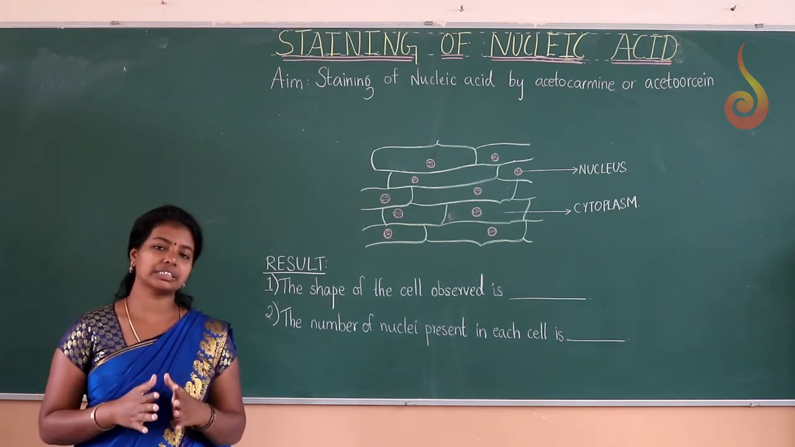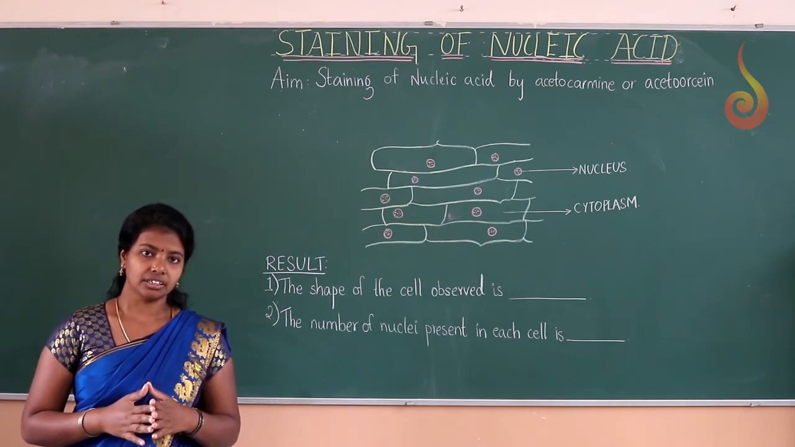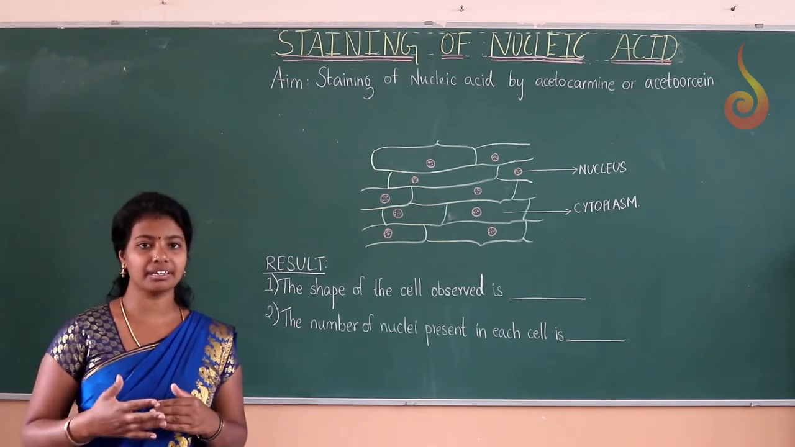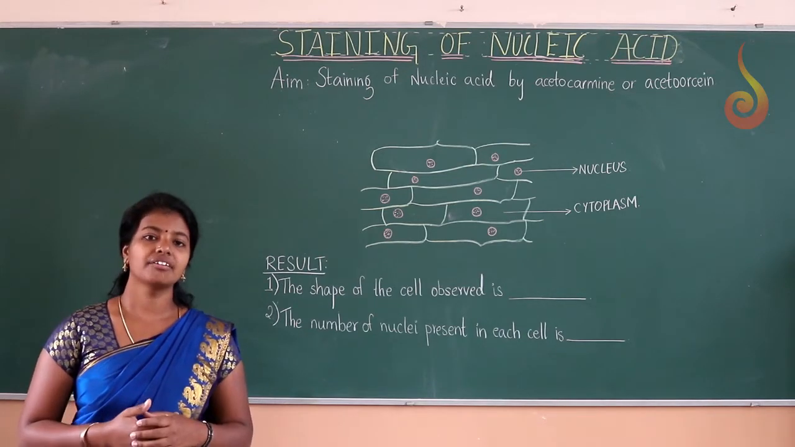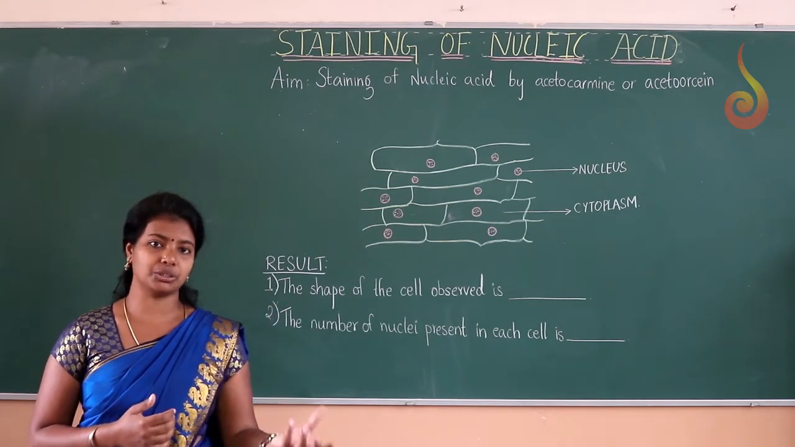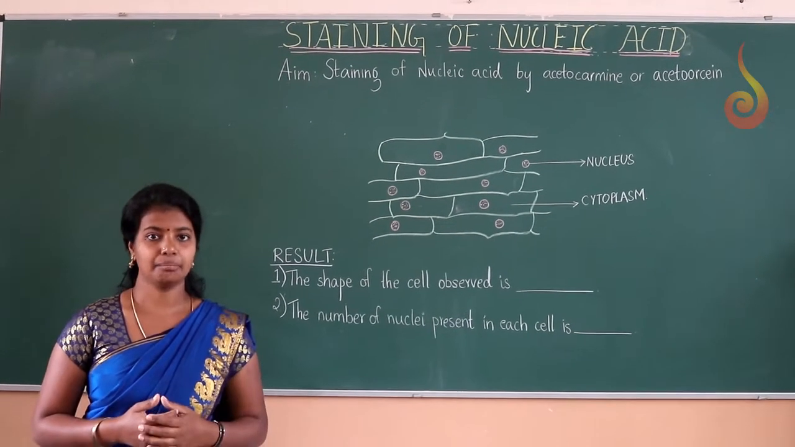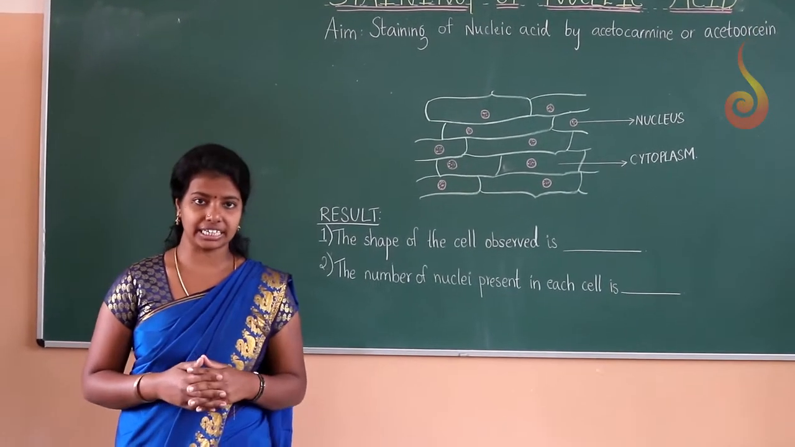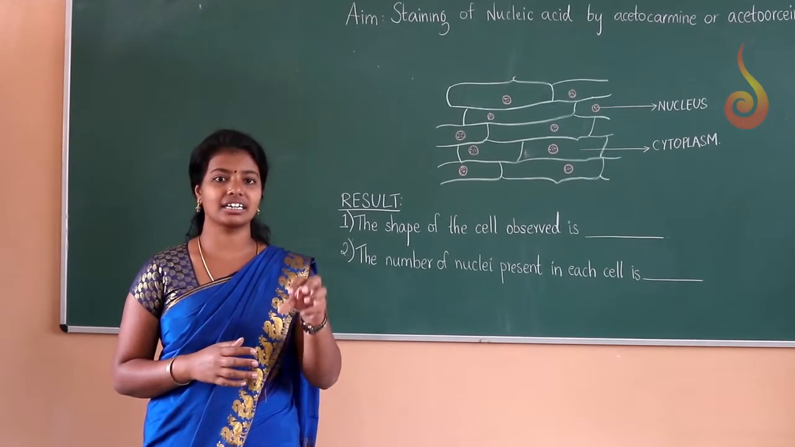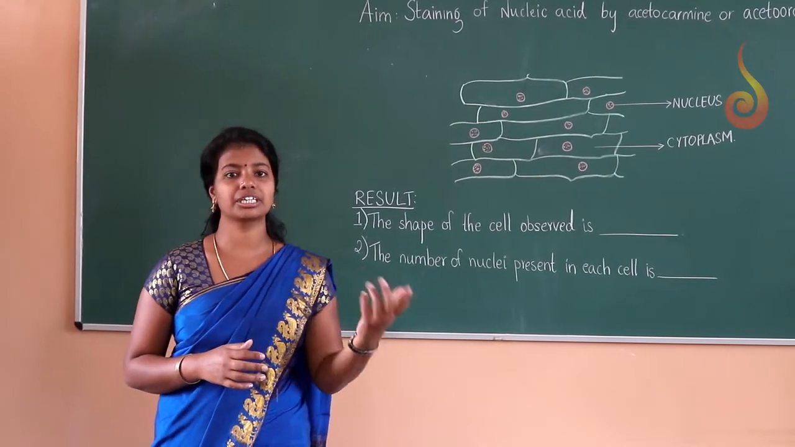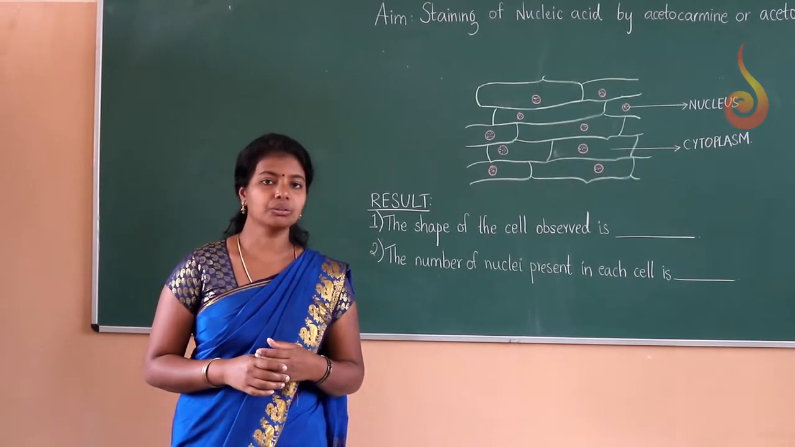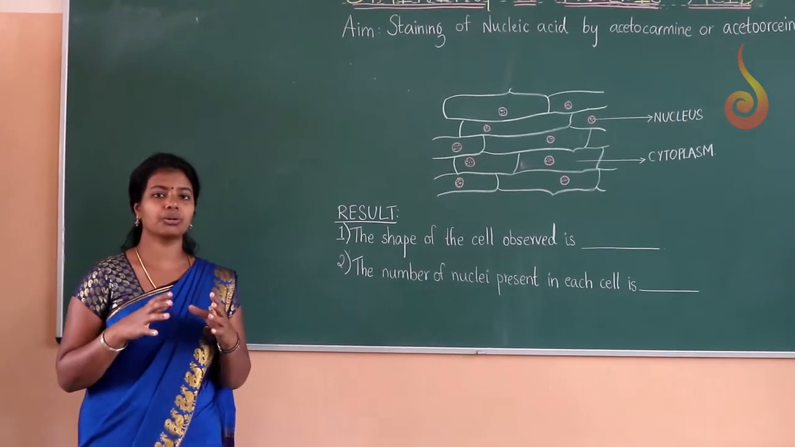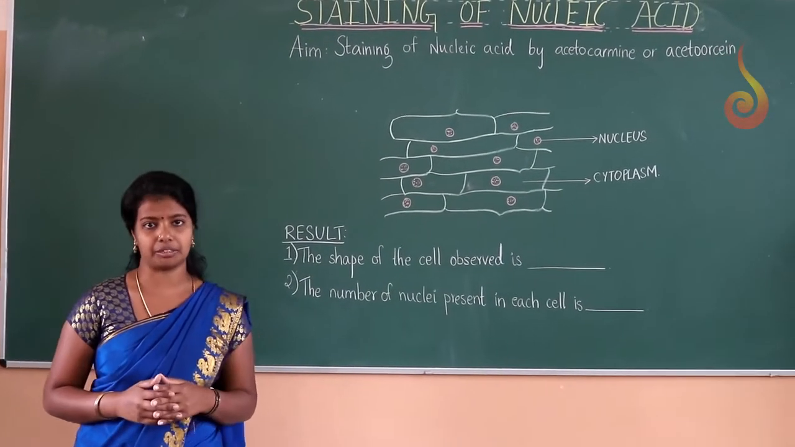The aim of the experiment is that we have to prepare the material in such a way that we are going to observe the nucleic acid in it by staining it. The main purpose of staining is that we are adding a color to the material so that it becomes visible. Now, before starting the experiment, let us look at the principle of the experiment.